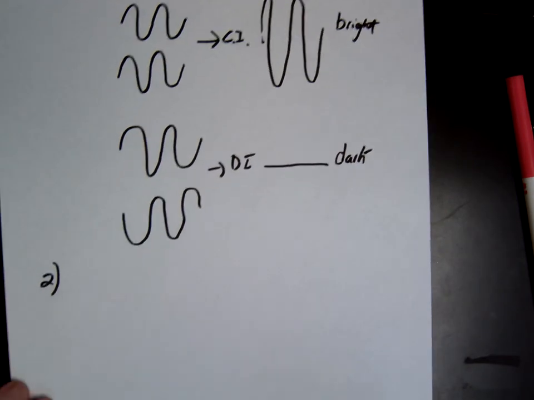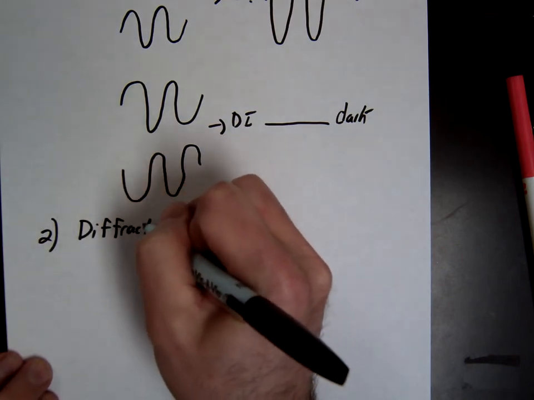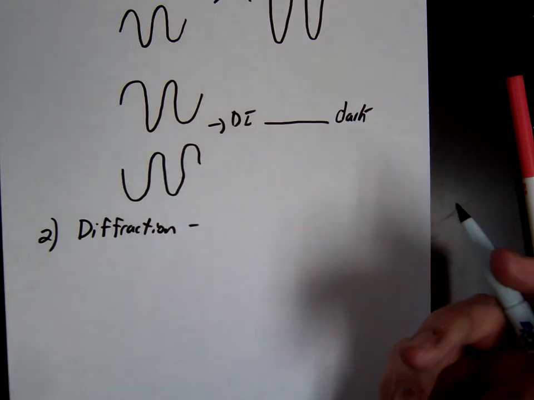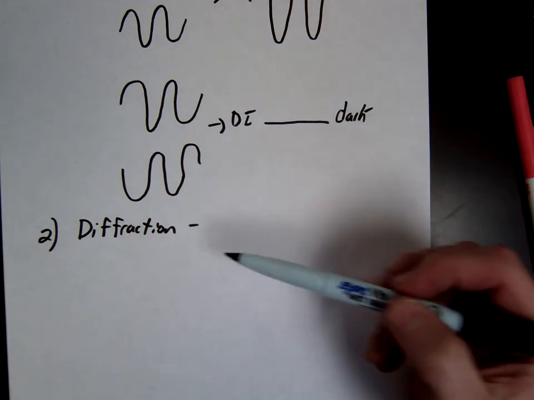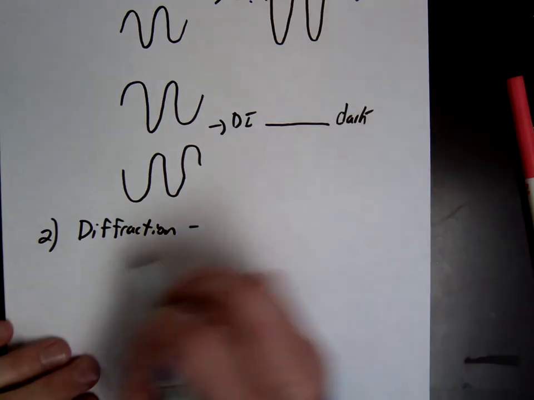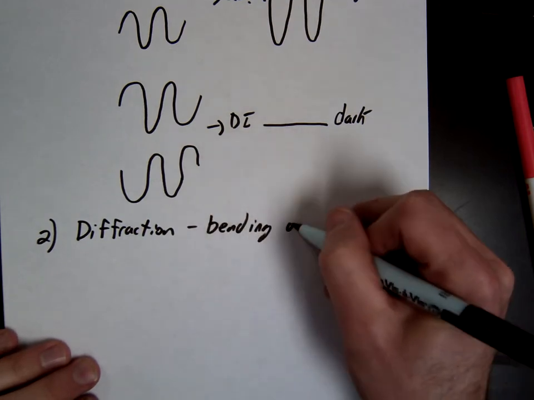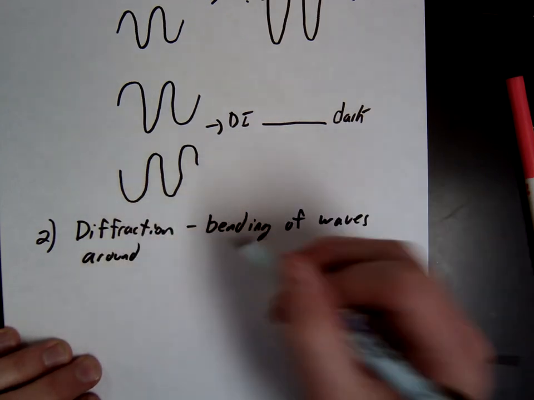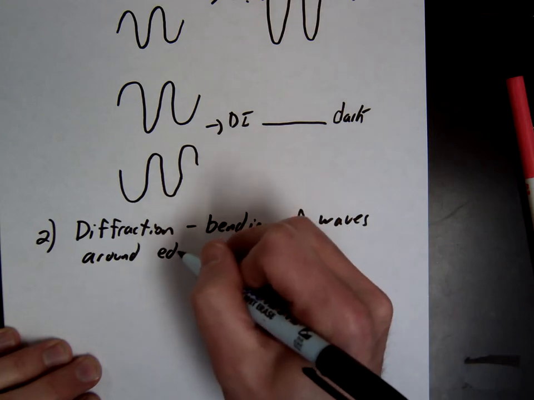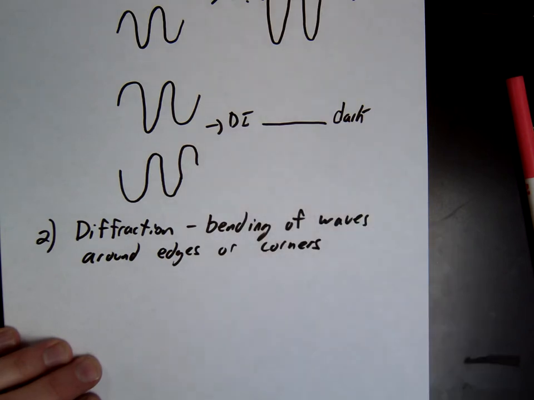All right, the second property of waves is what we call diffraction. These are all properties of all waves. So we dealt with this in sound, interference for sure. Diffraction we didn't really talk about, but we'll talk about it now. Diffraction is the bending of waves around edges or corners. The fact that waves bend around edges, bend around corners.